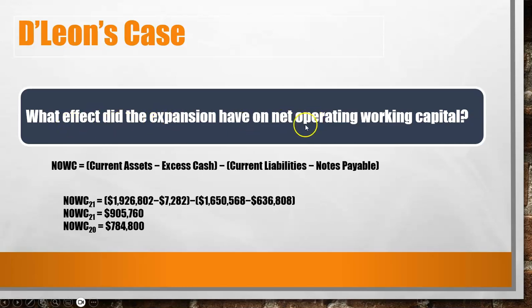What effect did the expansion have on net operating working capital? Net operating working capital is current assets minus excess cash minus current liabilities minus notes payable. So we take the 1.9 minus the 7,200 minus the 1.6 minus this. So our net operating working capital actually went up about 120,000 from 2020 to 2021. So actually net operating working capital went up after we did the expansion.